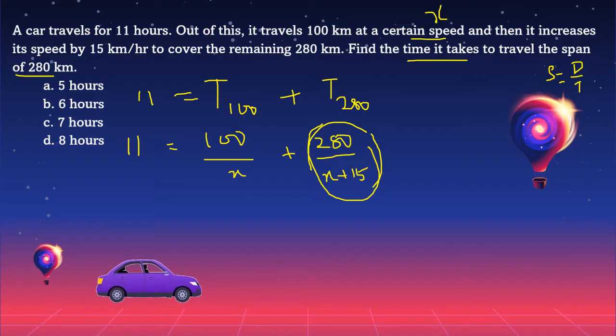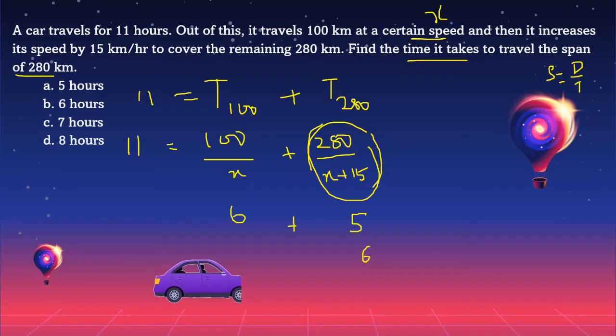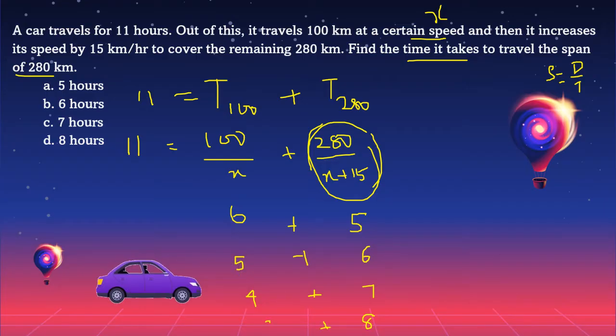So if my answer choice is 5, then 5 plus something is going to give me 11. So 5 plus 6 gives me 11. If my answer choice is 6, I'm just giving you an option, then this should be 5. If my answer choice is 7, then this should be 4. And if my answer choice is 8, then this should be 3. So these are the possibilities. Now let us check one by one.